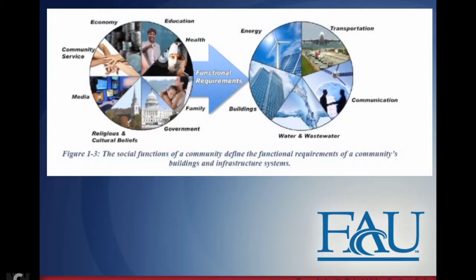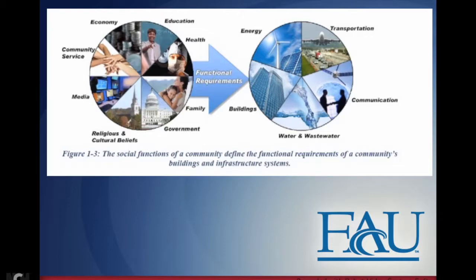Now, when we take a look at the social functions of a community and how they define the functional requirements of a community's buildings and infrastructure systems, we can see in Figure 1.3 that the various aspects of a community, such as the economy, education, the health sector, community and service, media, religious and cultural beliefs, government, and family, all have functional requirements which draw upon the energy, transportation, communications, water and wastewater, and buildings of that particular community.